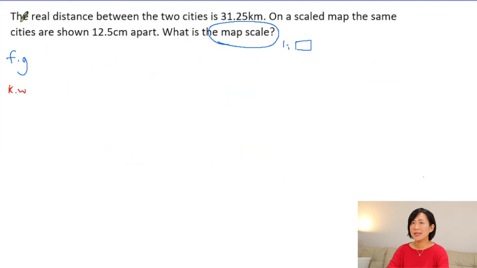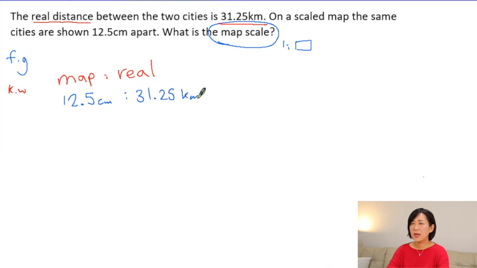Then the keyword is the real distance is 31.25 kilometers. Let's write the ratio as map to real, okay? We know that 12.5 centimeters on the map is the same as 31.25 kilometers on the ground. Then what we need to do? Yes, you need to unify the unit, right? We've got centimeters and kilometers. So let's change the kilometers into centimeters.